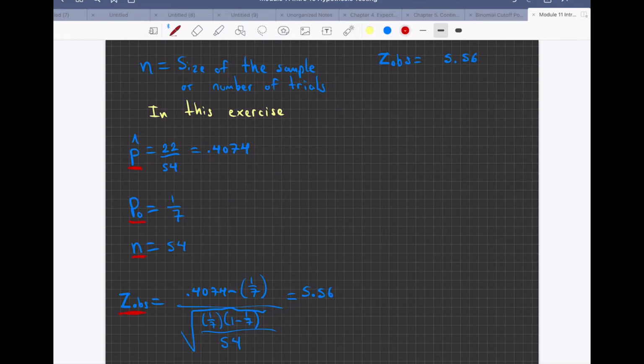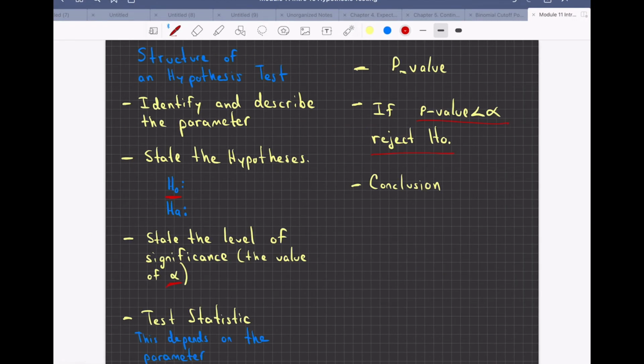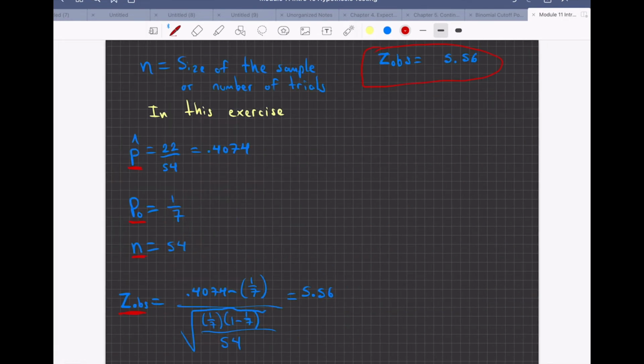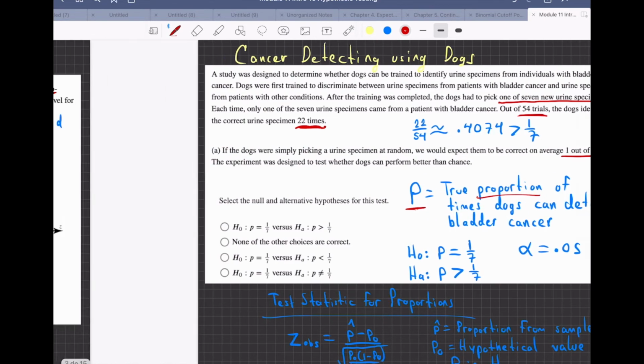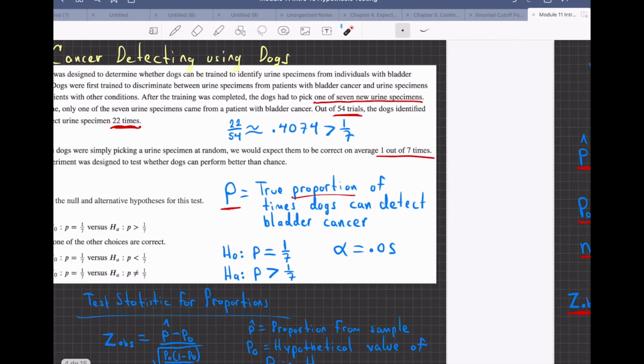There you have the value for C observed. Now we have the value for the test statistic, all right? Identify the parameter, state the hypothesis, the level of significance, test statistic. Then after we have the test statistic, we have to compute the p-value. How do we compute the p-value? The p-value is essentially the area that you will have to compute here, but instead of using these numbers, you will have to use the value of the test statistic.